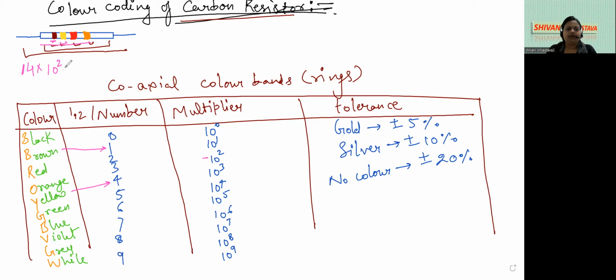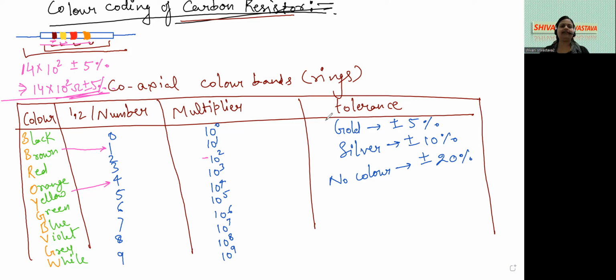Now what will we do? Just the tolerance. As you can see the plus minus symbol, we'll write it as it is. The next one is gold, right? So plus minus 5%. So we'll write it as 14 into 10 to the power 2 ohm plus minus 5%. This is the answer.